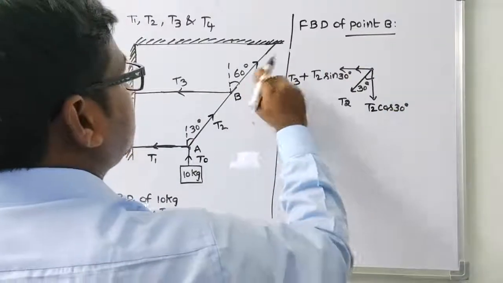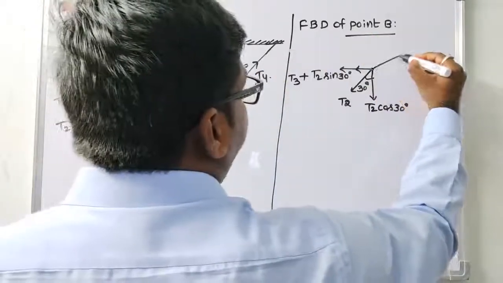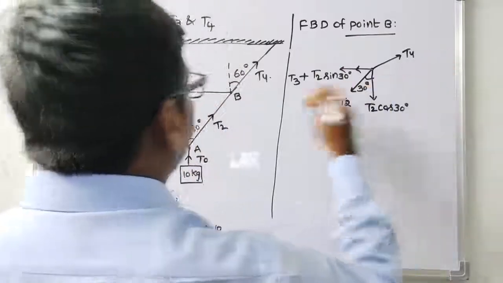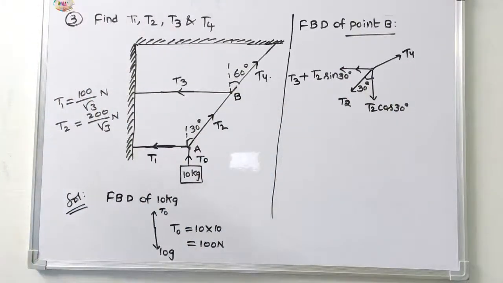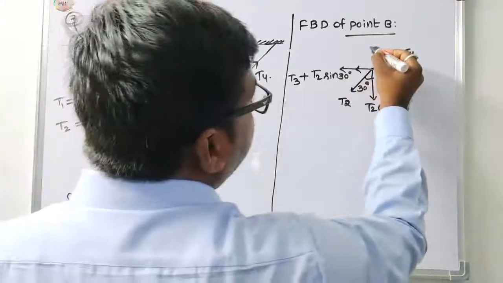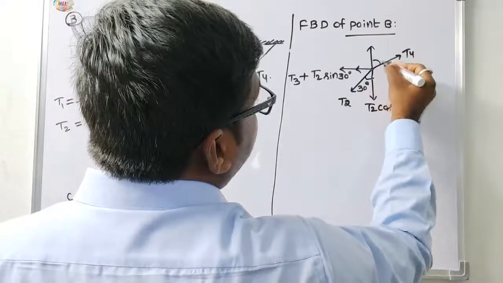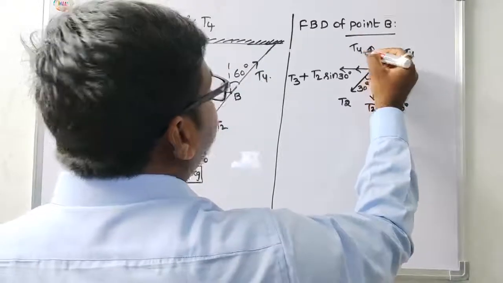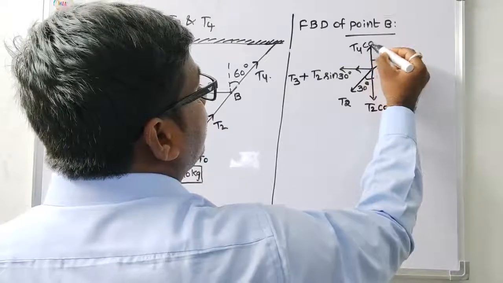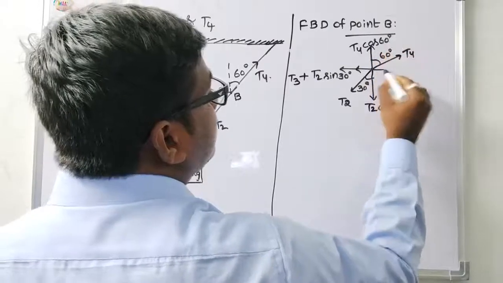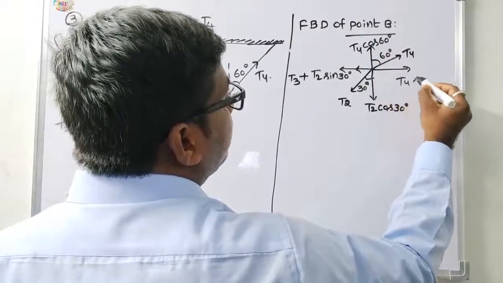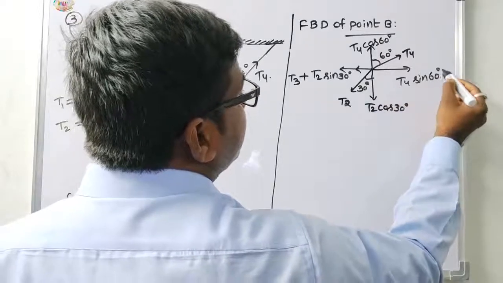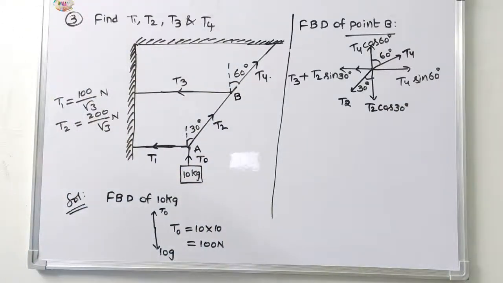Next, T4 is acting on this side, making an angle of 60 degrees in this figure. This 60 degrees is resolved into two components: T4 cos 60 degrees and T4 sin 60 degrees. Okay, this is the free body diagram.